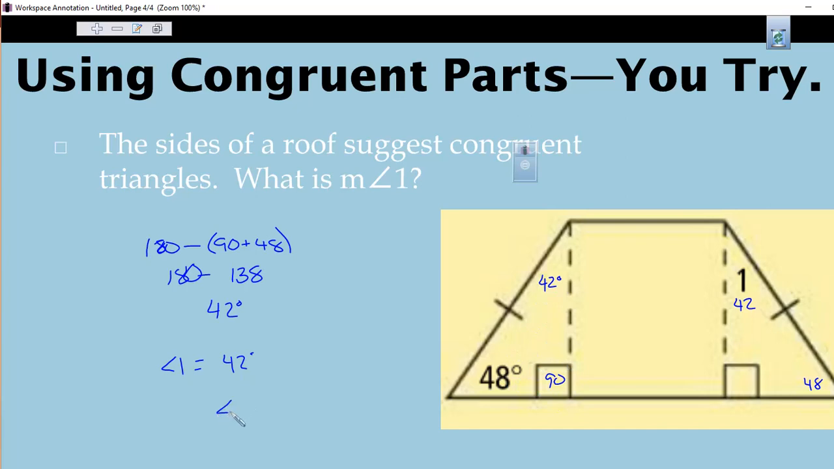So another way to get angle 1 is by taking 90 and subtracting the angle they have, which is 48, and that gives us 42 degrees. So we can get it from adding these two up and subtracting from 180, or by taking 90 minus the other angle they give us, and that gives us our third angle, 42 degrees. And since these are congruent triangles, and this is 48 over here, this is going to be 42 degrees.